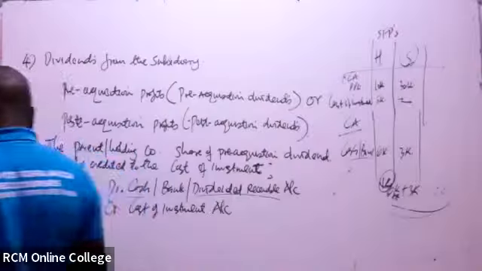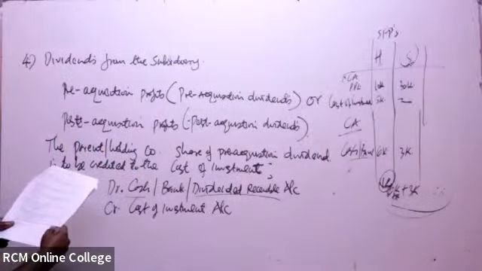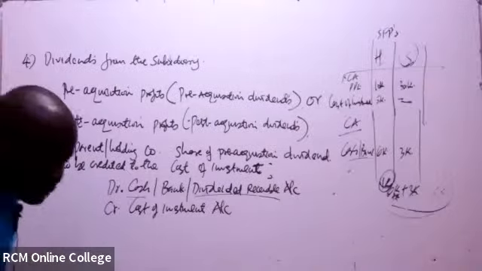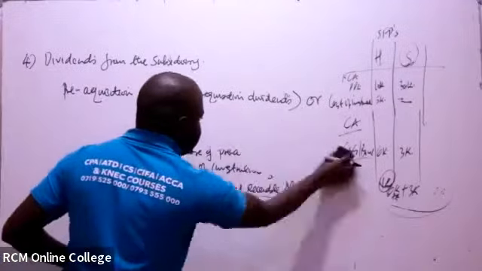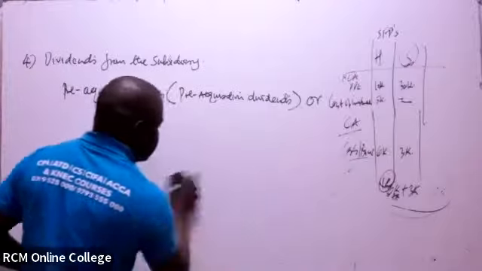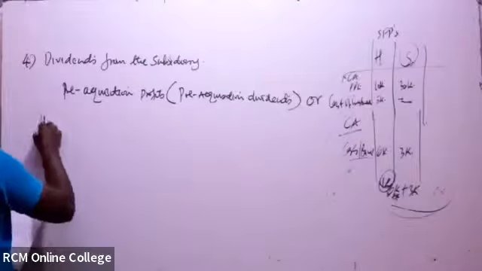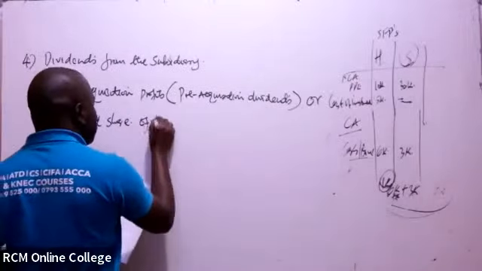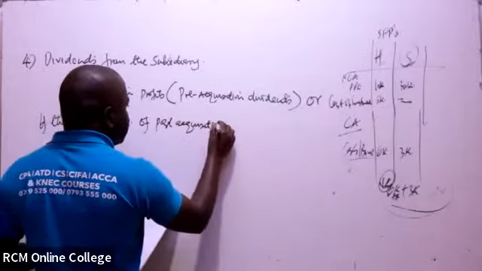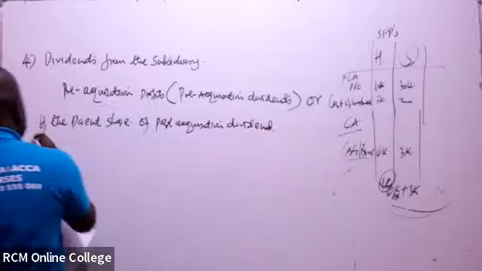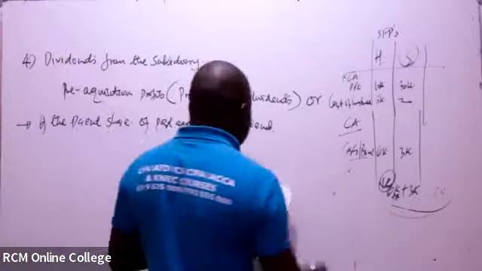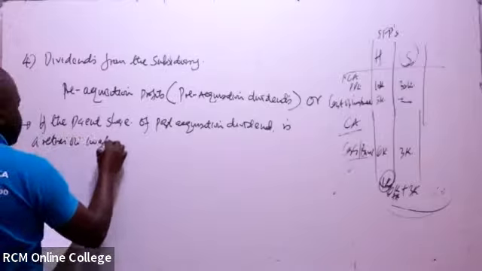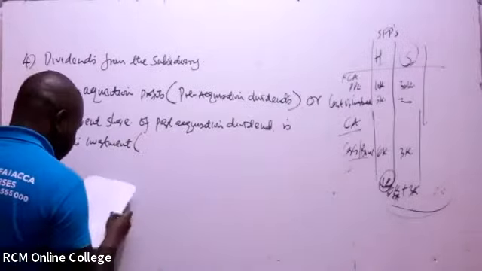Then we can have, in this case, if still the same case, if the parent share of post-acquisition dividend is a return on investment, is an investment income, you can write and say, if the parent share of post-acquisition dividend is a return on investment, or you can put in brackets, is an investment income.